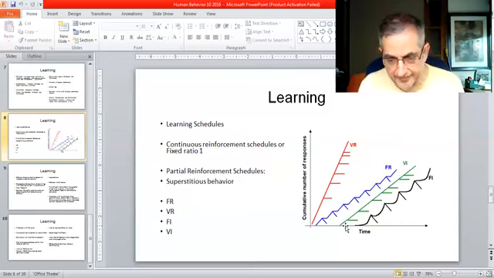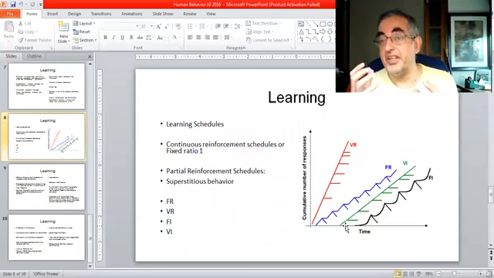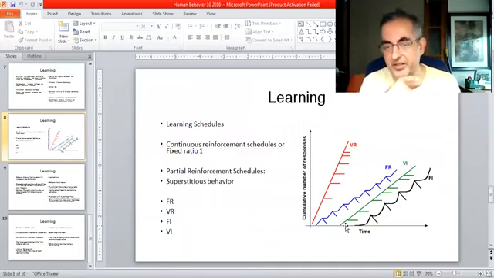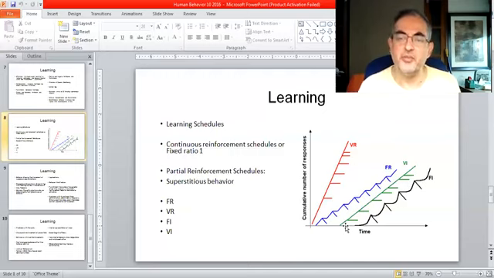So think of yourself. Let's say you're trying to find what your grade is. You check, there's nothing on Zambil. You check again, nothing on Zambil. And then slowly your frequency rises as you expect it to be there. And finally you see it. That pattern of scalloped behaviors is what you see with fixed interval patterns of reinforcement.